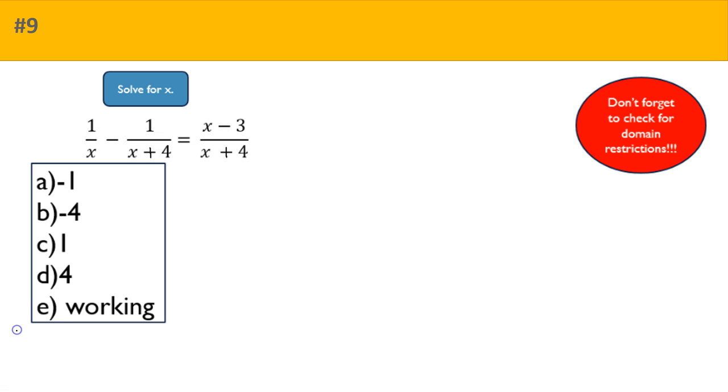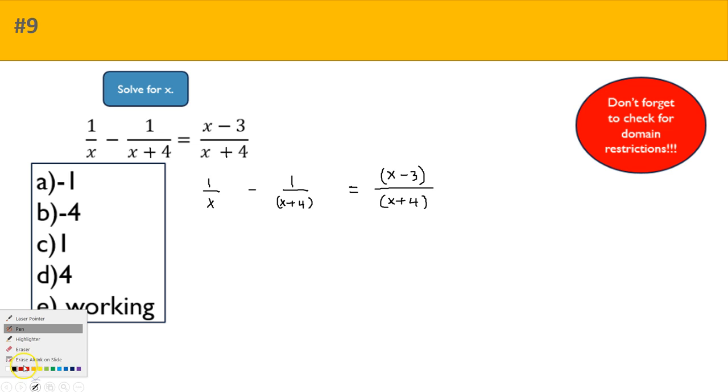All right, let's start by rewriting the equation. We get 1 over x. I'm going to leave a little space because we're going to need it. Minus 1 over x plus 4. I'm going to keep these in parentheses, just to keep them together. Equals x minus 3, keep those together, over x plus 4. And we're going to keep those together as well. Okay, so we need all the denominators to be the same.